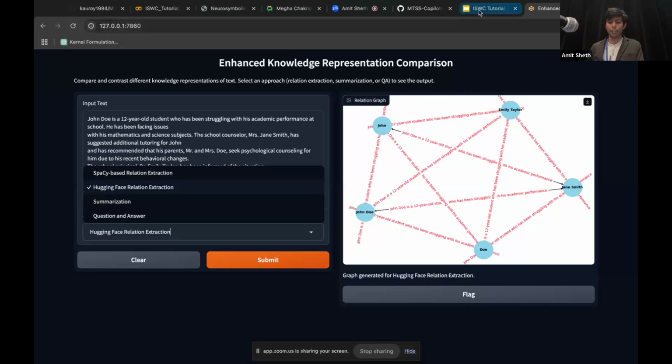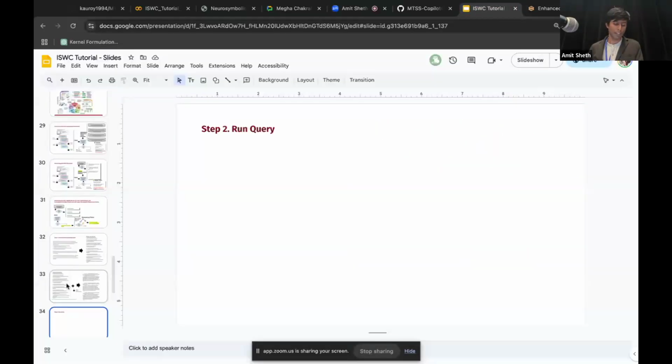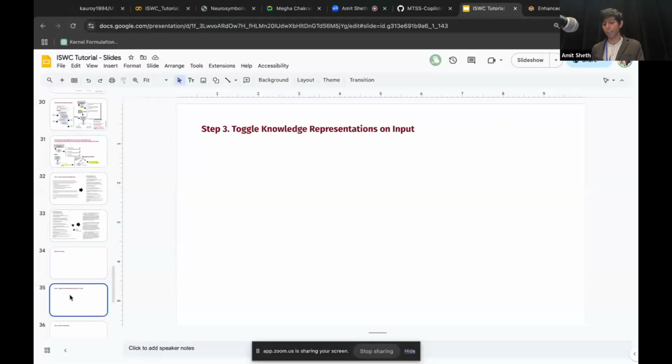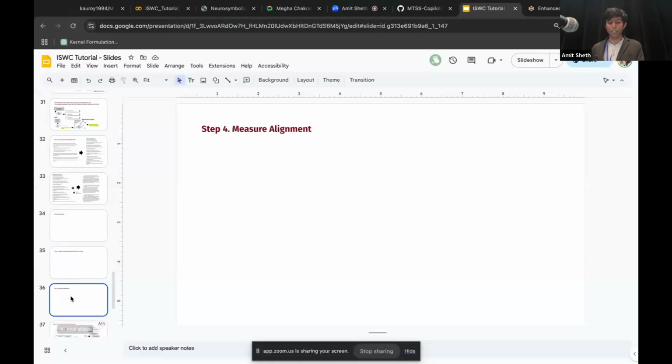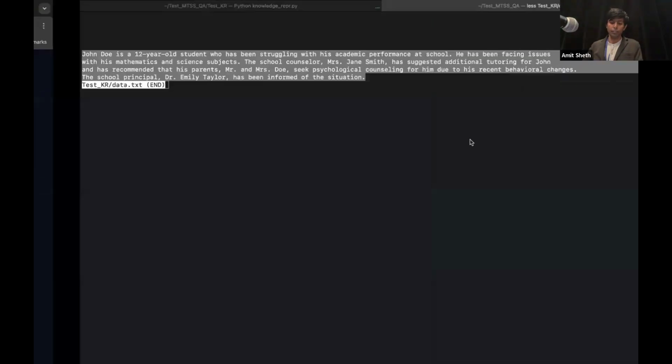Okay. What else can we toggle, right? We saw knowledge representations. Now, there are ways in which we can visualize alignment because we understand that the response has to be tailored to the end user, right? So let's have a look.